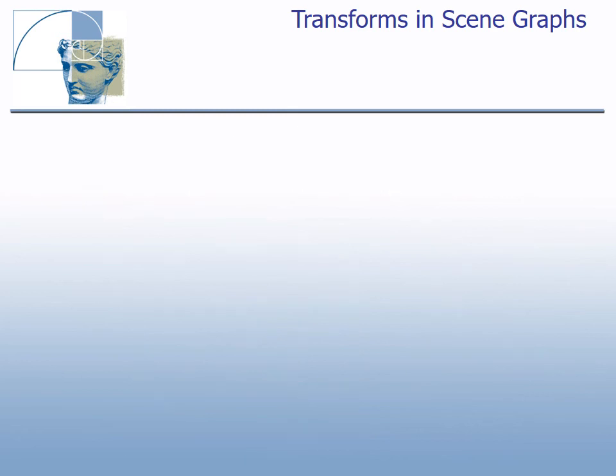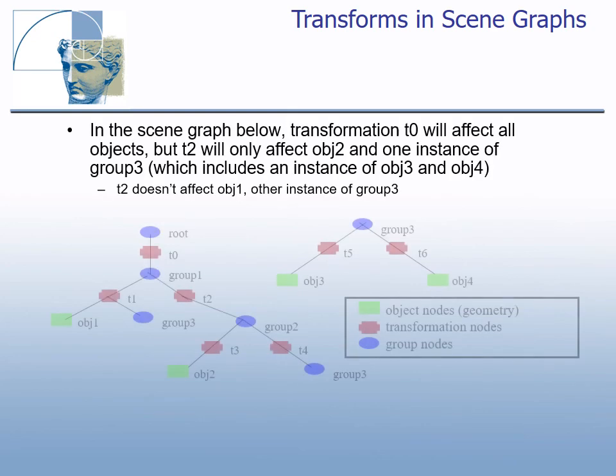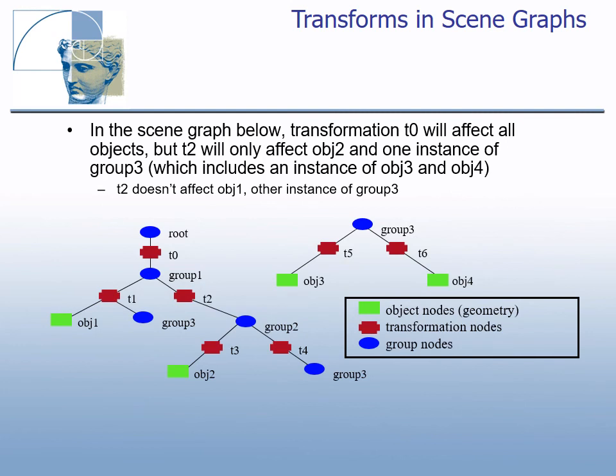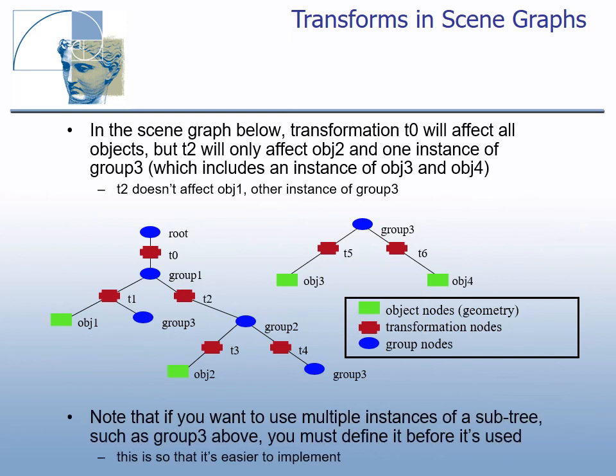How is the composition of several transformations implemented using the scene graph? In the scene graph below, transformations are shown in red and objects in green. The transformation T0 will affect all objects below it in the tree, but T2 will only affect object 2 and one instance of group 3. Note that if you want to use multiple instances of a subtree, such as group 3 above, you must define it before it is used.